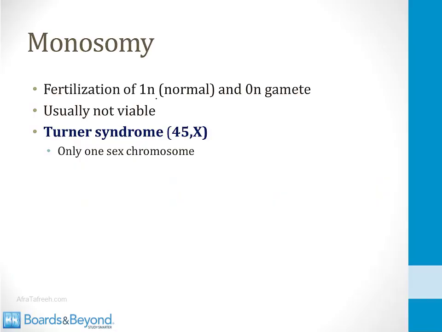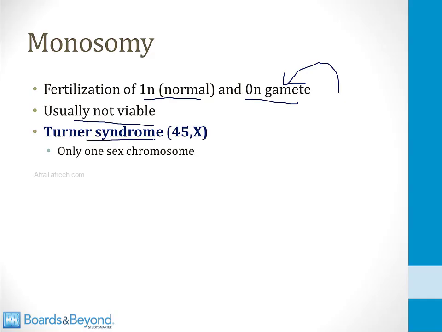Monosomy occurs when you have fertilization of a 1N or normal gamete with a 0N gamete that contains no copies of a particular chromosome. And we saw how in meiosis there were a couple of ways by which you could generate gametes that did not contain a copy of a particular chromosome. This can lead to monosomy for that particular chromosome. Most monosomies are not viable and will result in a spontaneous abortion.